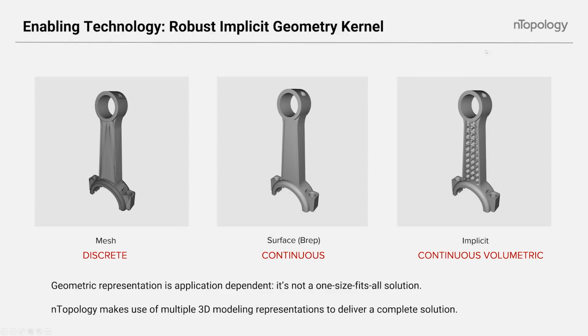Today I'm going to go over some of our core technology that enables design for additive in nTop platform. The main enabler is our implicit geometry kernel that John has been talking about. To understand implicit geometry and its key benefits, it's important to review the different ways geometry is represented.